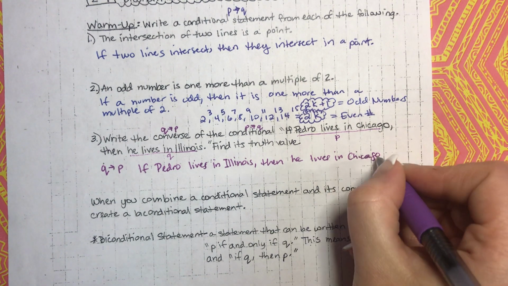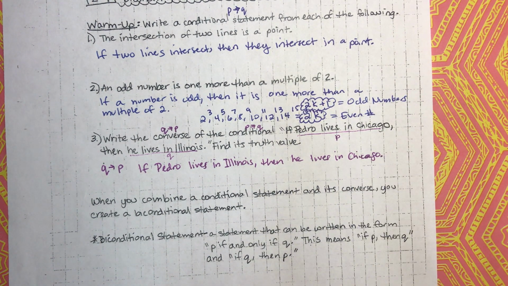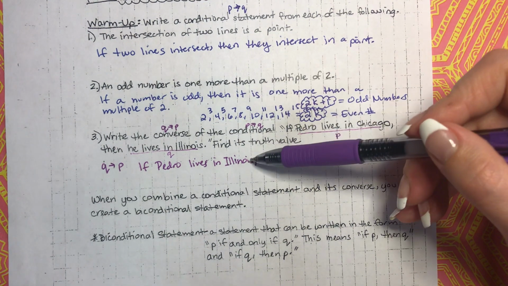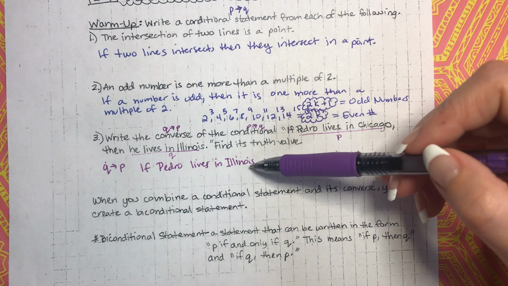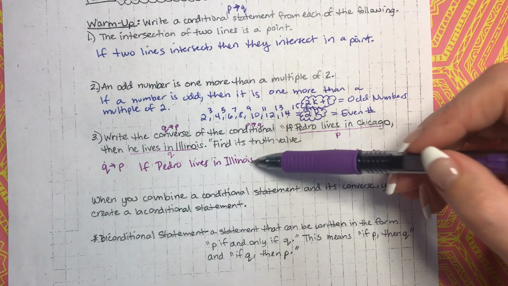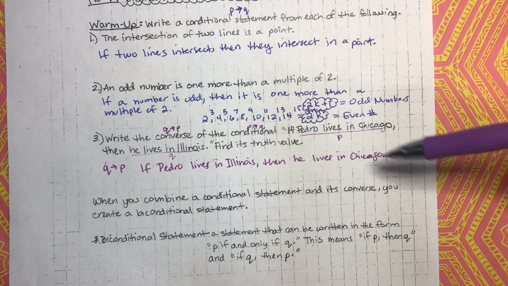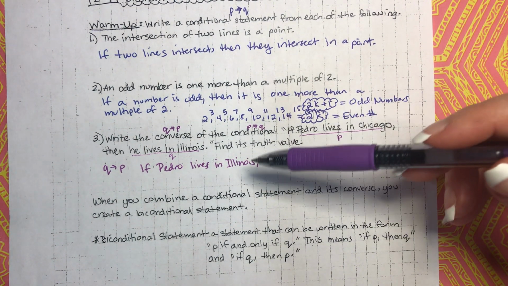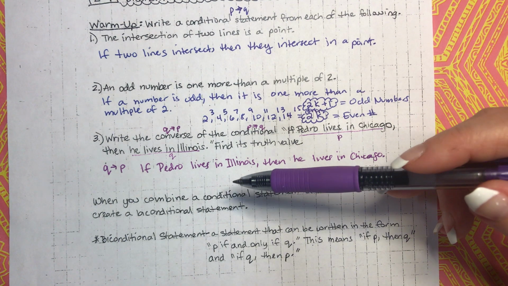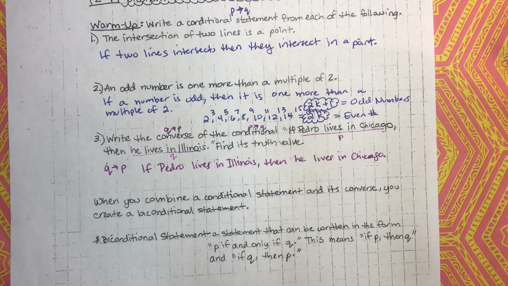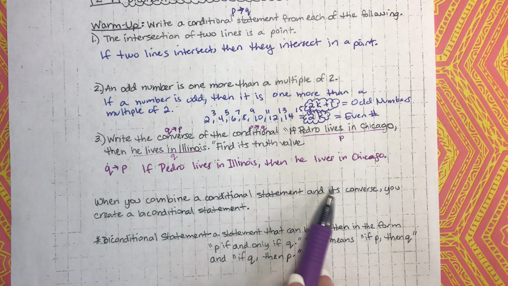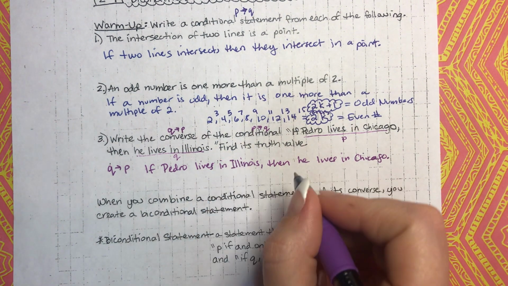So is that true? If he lives in Illinois, then he must live in Chicago? No, Illinois is a state, and there's lots of places to live in that state. So just because he lives in Illinois doesn't mean that he must live in Chicago. It is possible he could, but it doesn't mean that he must. There's a lot of different places he could live if he lives in Illinois. So this is the converse, but the truth value would be false.